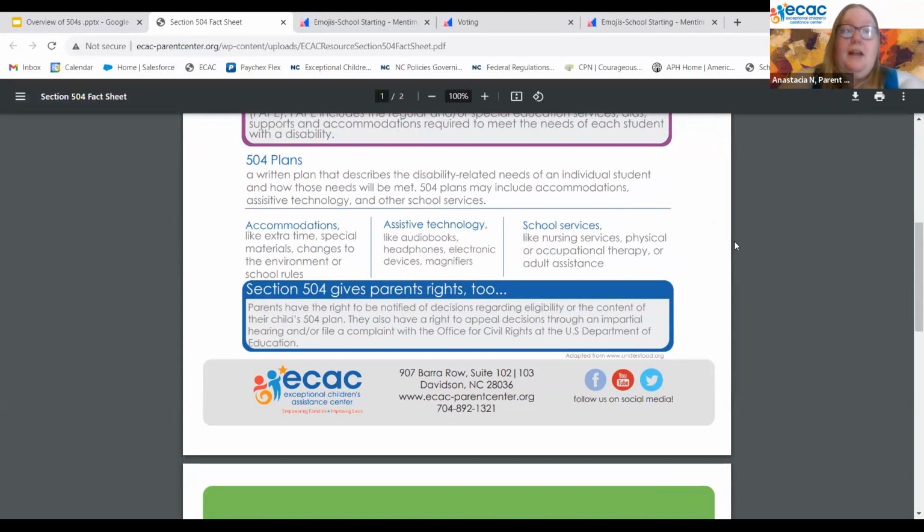However, with an IEP meeting, you have to sign consent. You do not sign consent for 504 plans. And so while they do have to notify you, you don't quite have as many outlined rights as you do with an IEP. Now, a good team is going to make sure that you are part of the team and that your input is recorded, but it is not as legally protective of parents' rights as an IEP is.